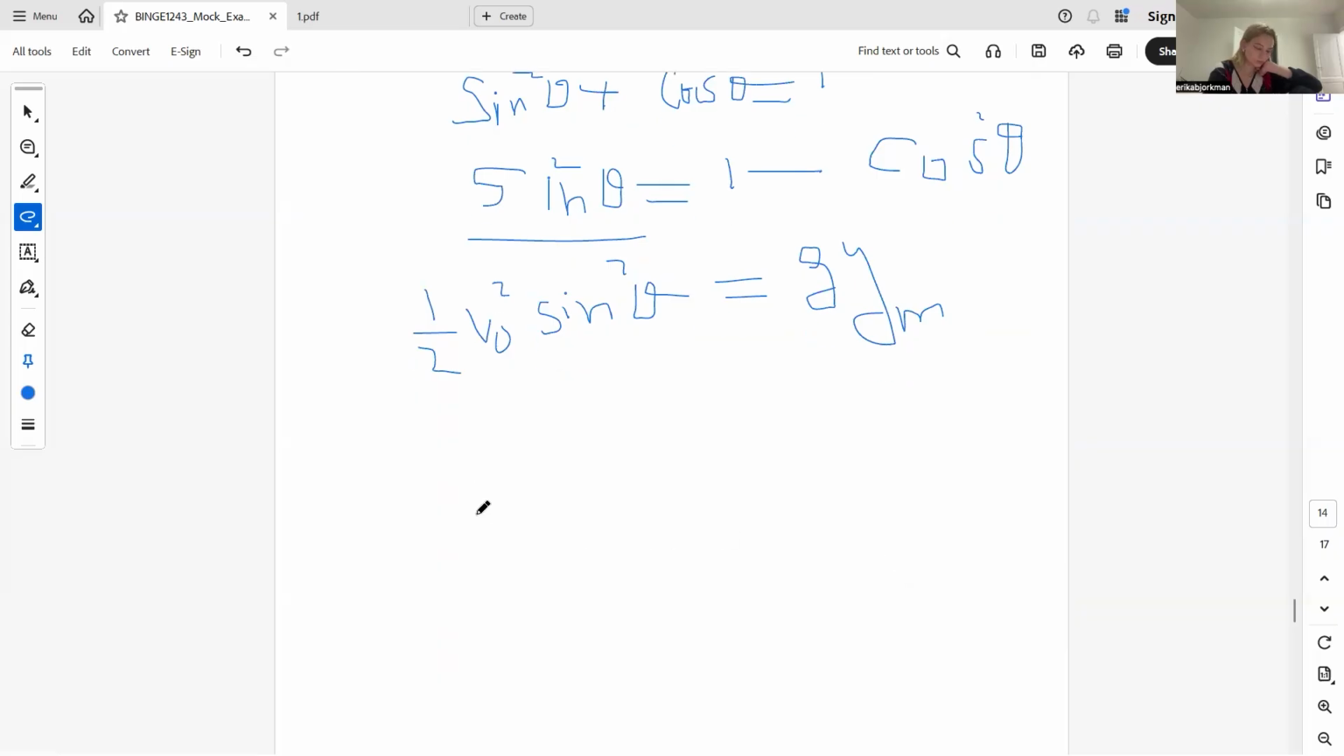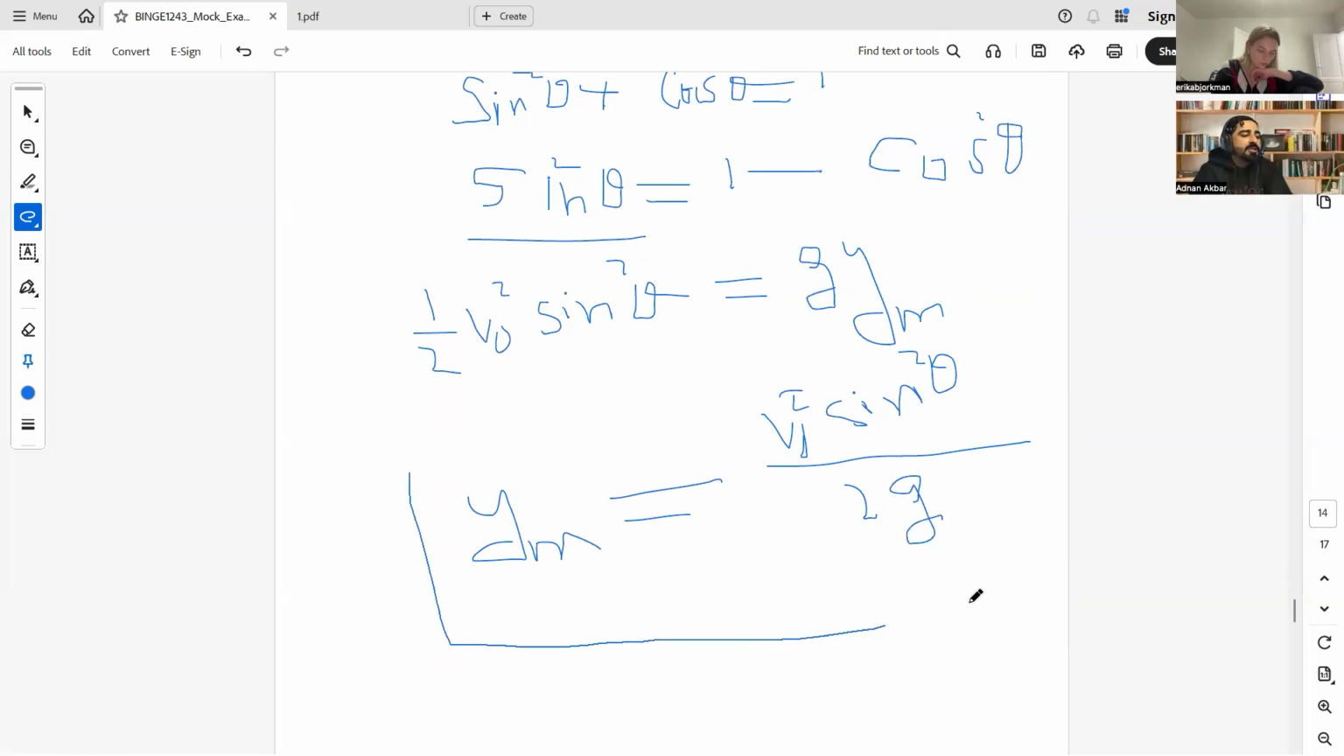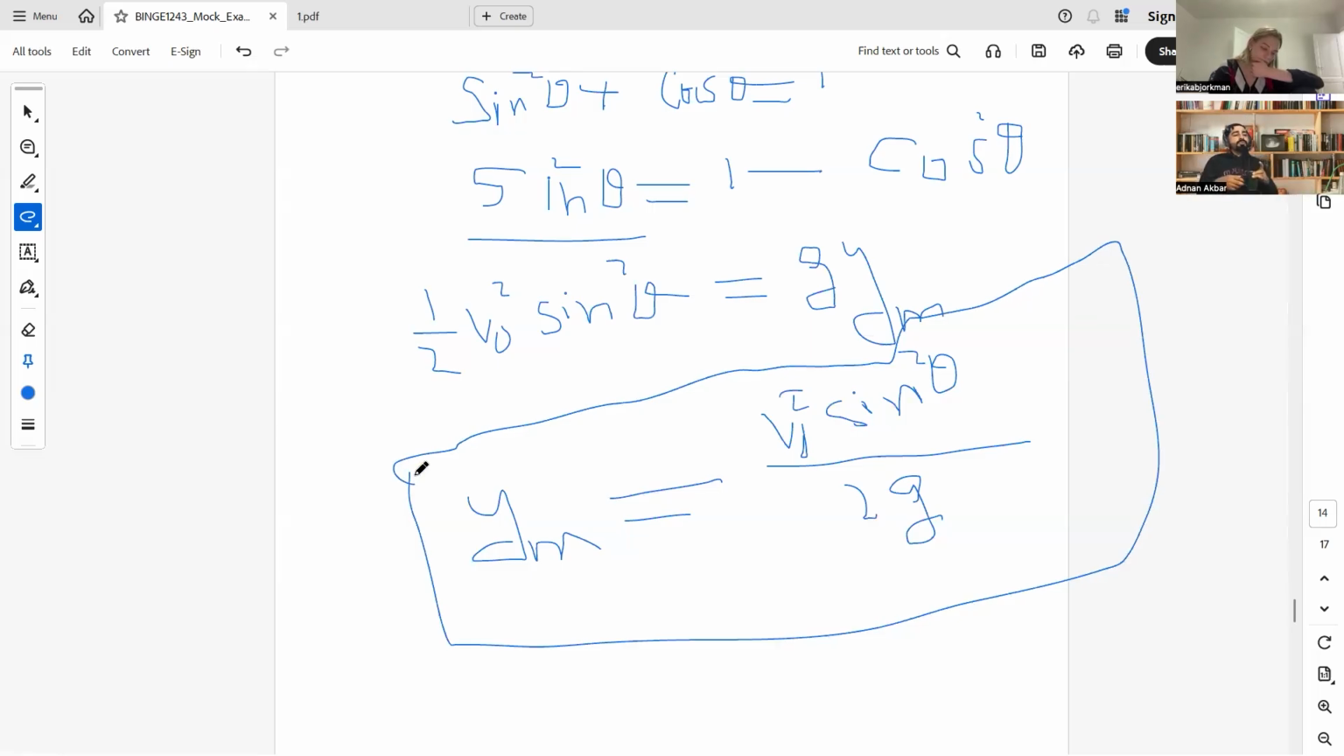And as we need the height, I need to isolate the height. Then our equation will become ym equals v naught square sin square of theta divided by 2g. So it is actually the same height that we calculated in the case of projectile motion. But here we have used a different method, the energy conservation method, to calculate the relation for the height, and that is the final result.